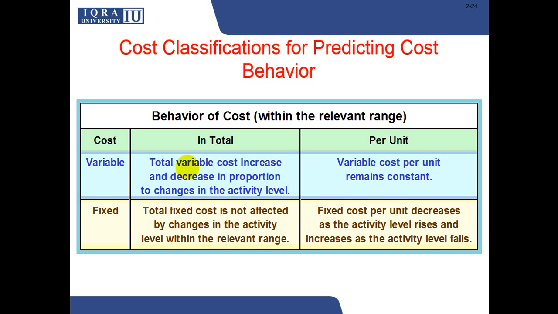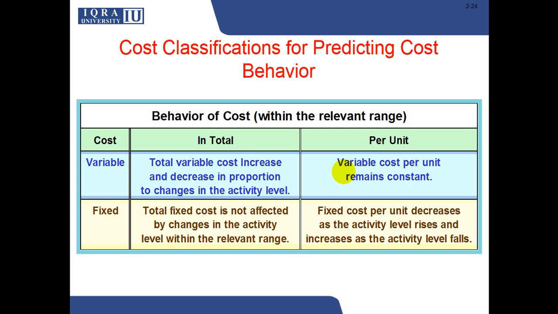But my per unit cost remains constant. If I am producing 1 unit at the rate of 5, it becomes 5. If I am producing 2 units at the rate of 5, 2 fives are 10. If I am producing 3 units at the rate of 5, 3 fives are 15. So my total production cost varies, but my per unit cost remains constant, right?